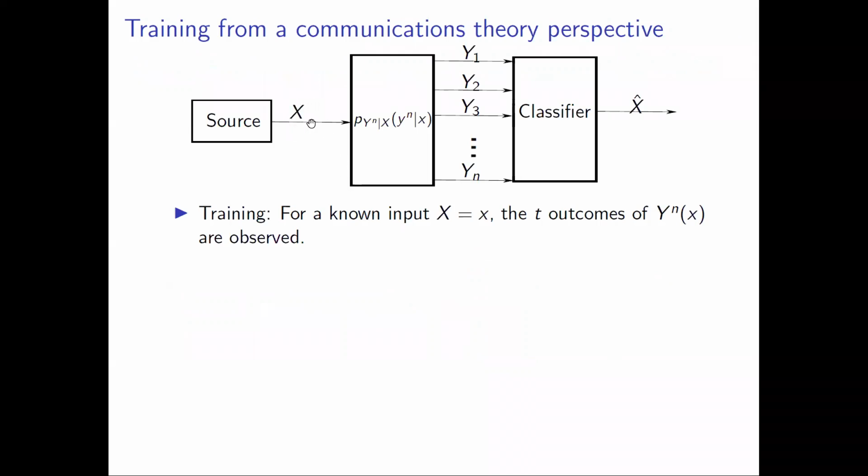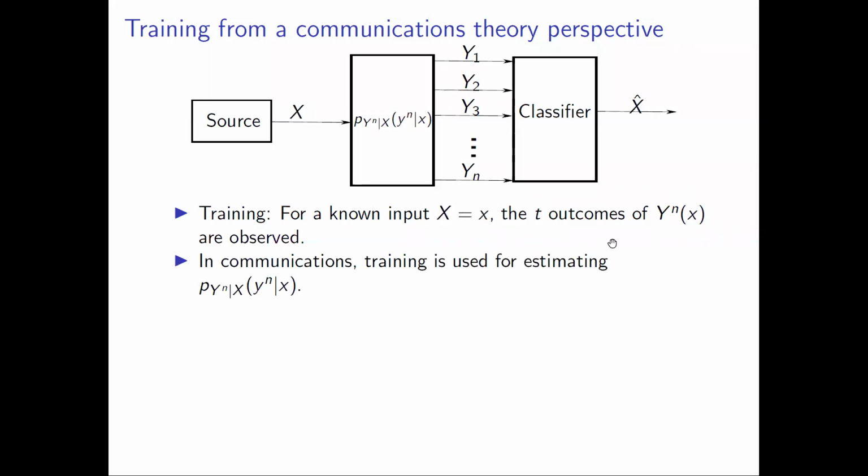Now let's see what training in machine learning is from a communications theory perspective. In training, there's a known input x. The label is set to a fixed value, small x, and then t outcomes of the feature vector are observed, and they are stored at the classifier as side information, with the note that these outcomes of the feature vector all come when the input was set to small x. There is something similar in communications, which is called training, or pilot training, and it is used for estimating the channel.